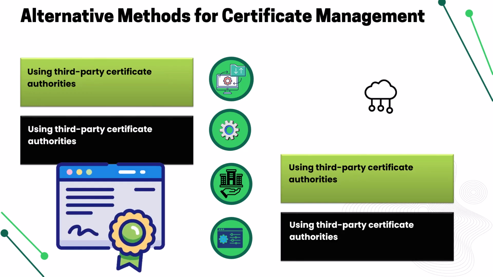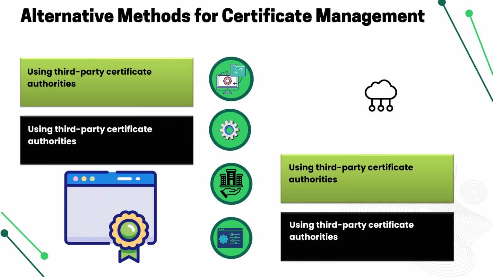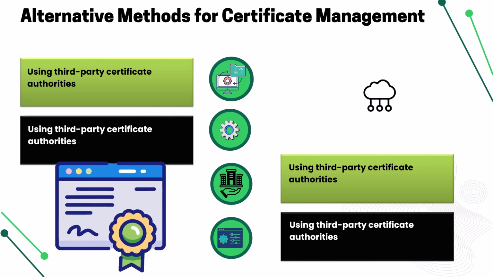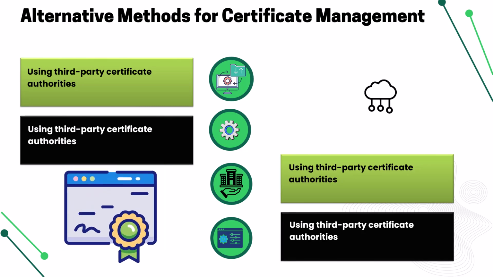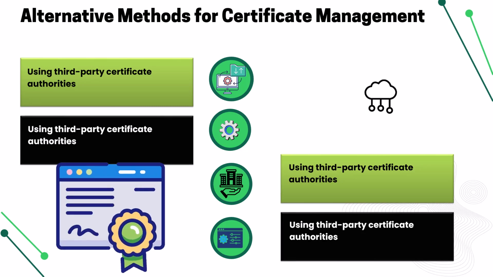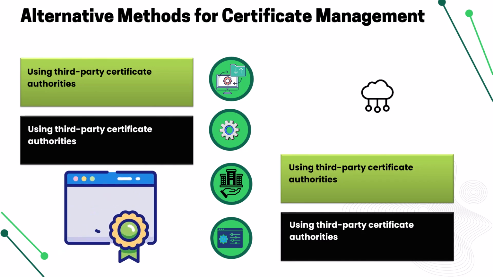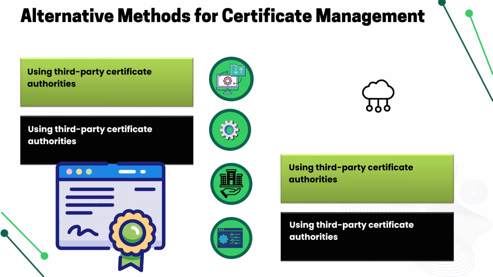Not all roads lead to IAM. Sometimes alternatives work better. Third-party certificate authorities offer external validation. AWS Certificate Manager, convenient and reliable. Self-signing certificates can be great for internal systems, while blockchain-based management adds transparency. Choose the approach that best fits your organization's needs.